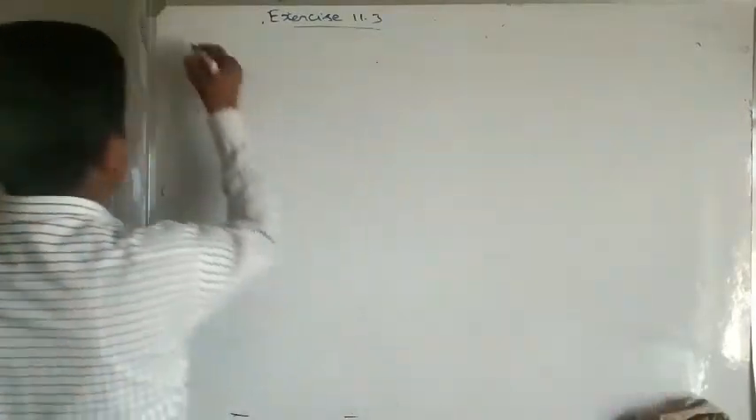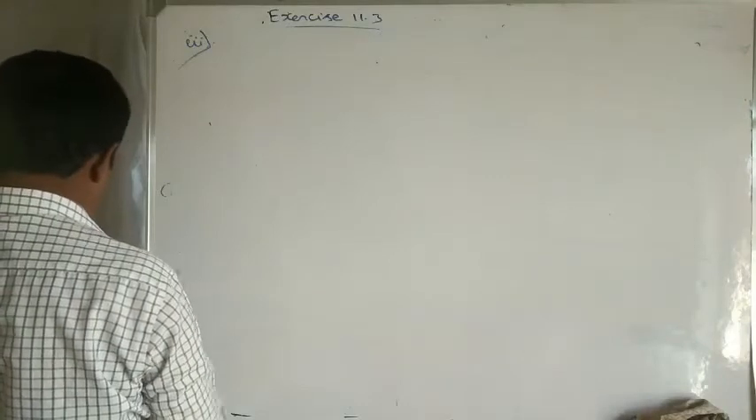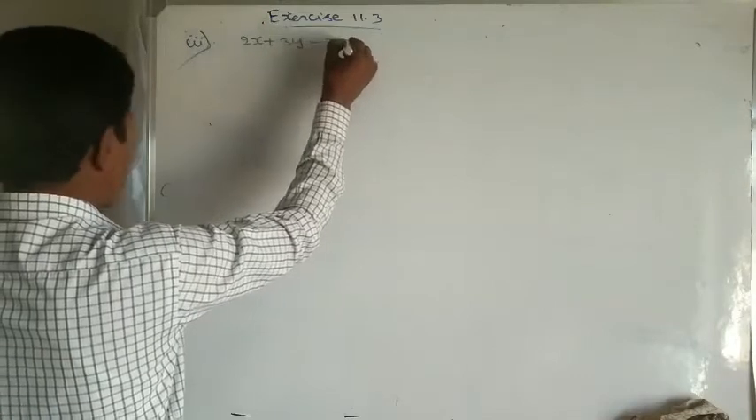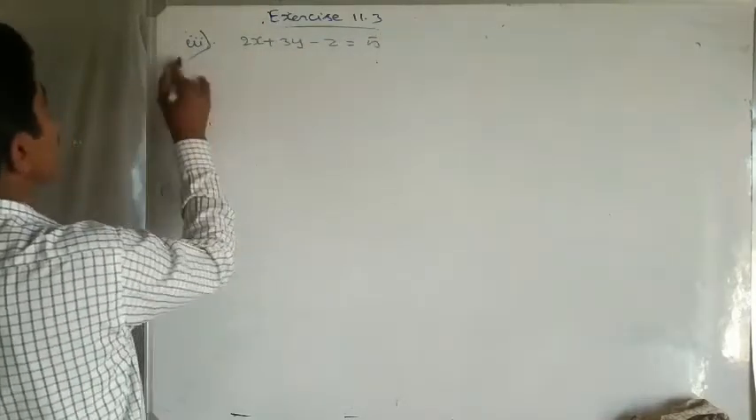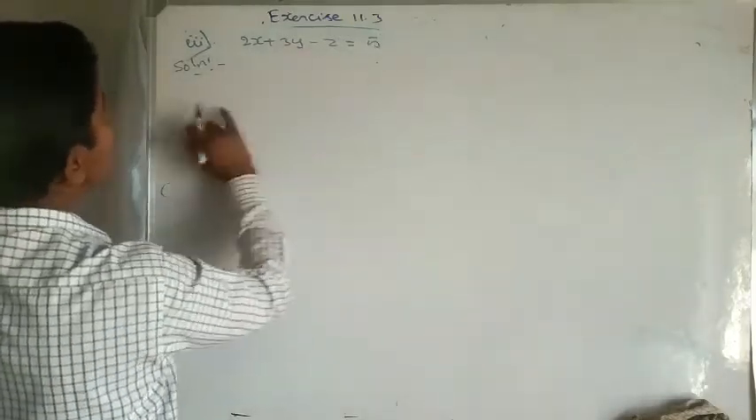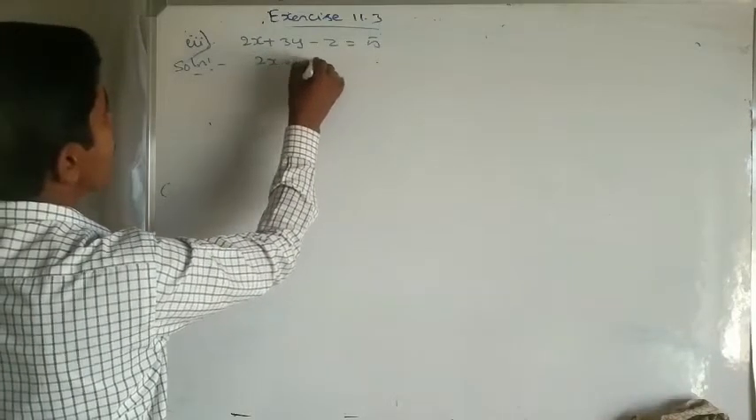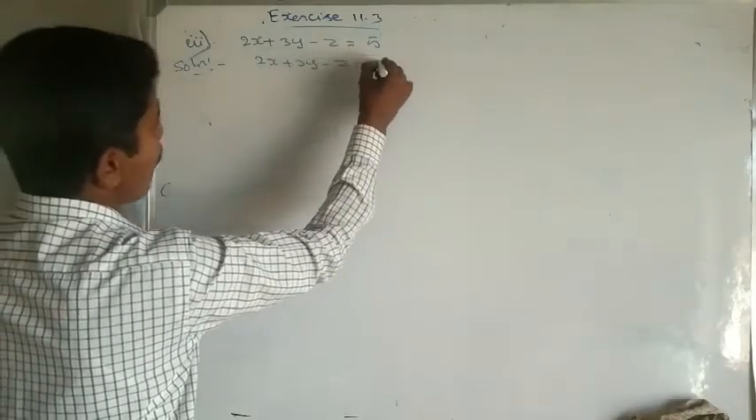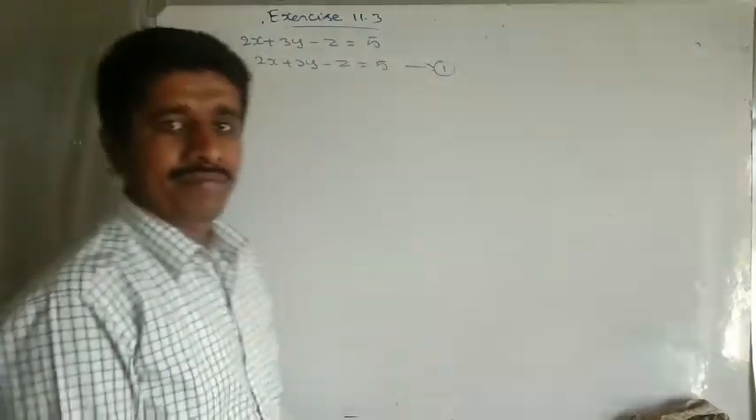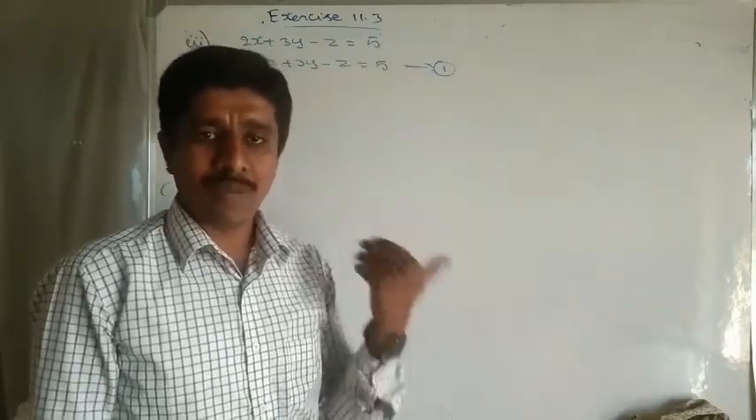So now go to the third subproblem, a very easy problem. 2x plus 3y minus z is equal to 5. Similar to the last one, the given plane 2x plus 3y minus z is equal to 5, called equation 1. This is the given plane here. First I express it in the standard form Lx plus My plus Nz is equal to D, similar to the last one.